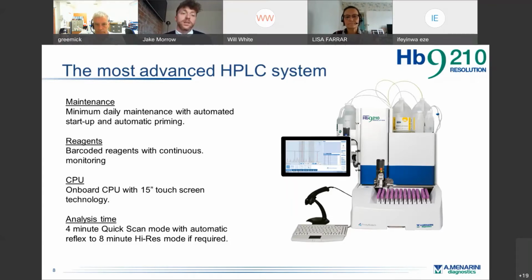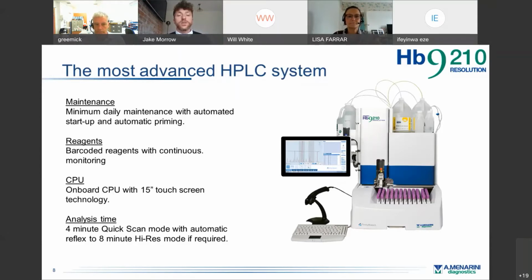The reagents and all the consumables on board that need to run the system are all barcoded, so you have positive identification, which creates an ISO 15189 friendly audit trail that includes lot number, date that the item goes on board the system, and the expiry date. We mentioned before about the CPU. That's built into the HB9210 resolution.